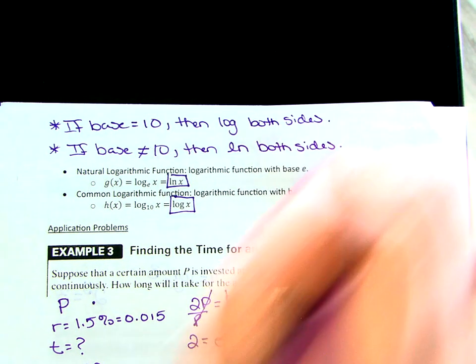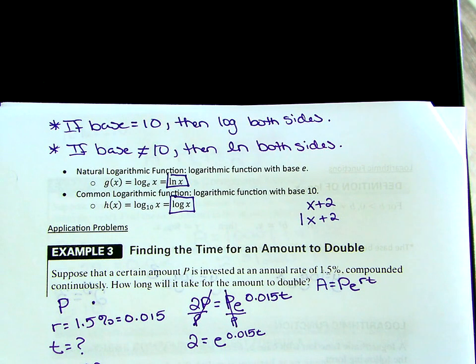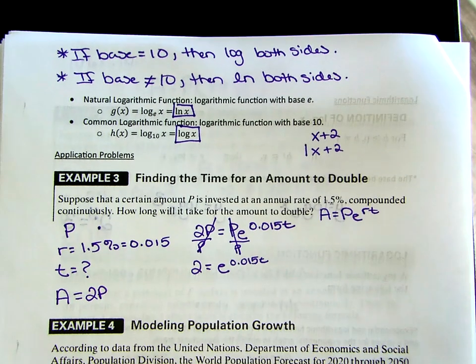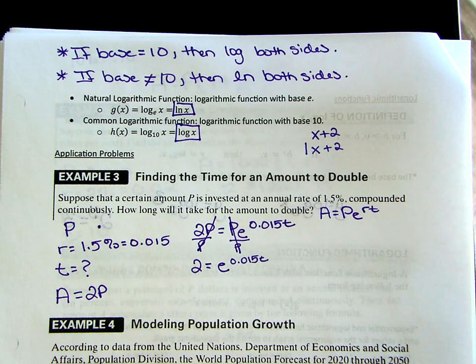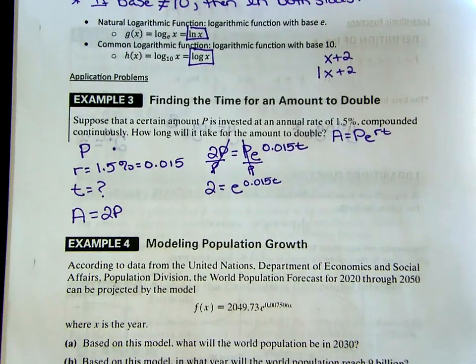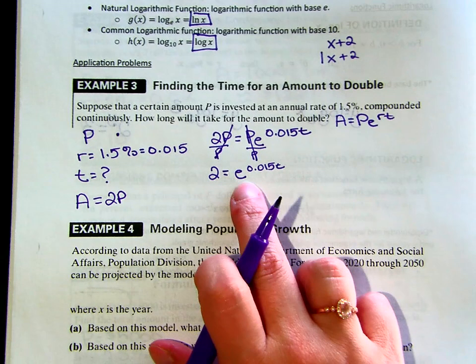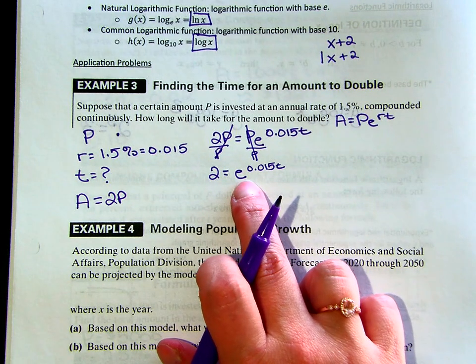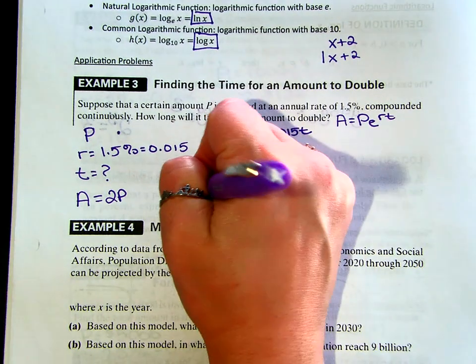So, like I said, 90, 95, 99% of the time you're going to use ln, because very rarely will your base be 10. And that's the only time you can use the log. So if the base is 10, log both sides. If the base is not 10, you're going to ln both sides. For this exponential, our base is e. That's not 10, so we're going to ln both sides. That means I'll have ln of 2 equals ln of e raised to the 0.015 t.